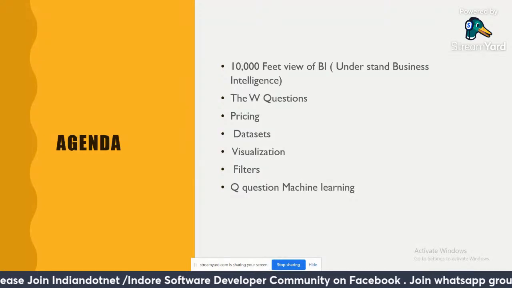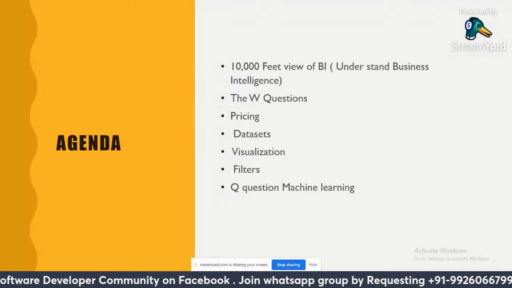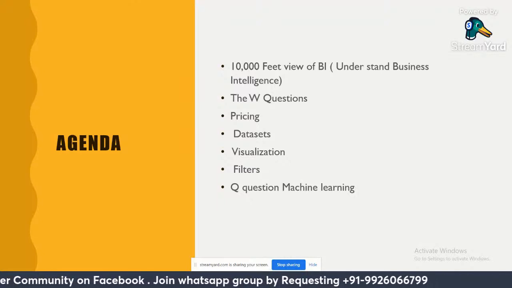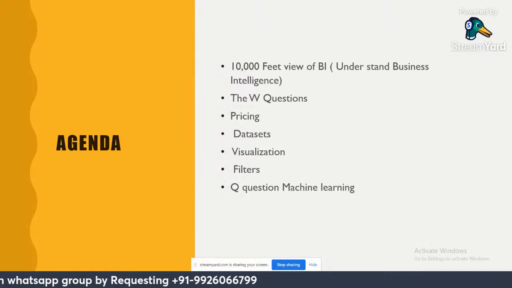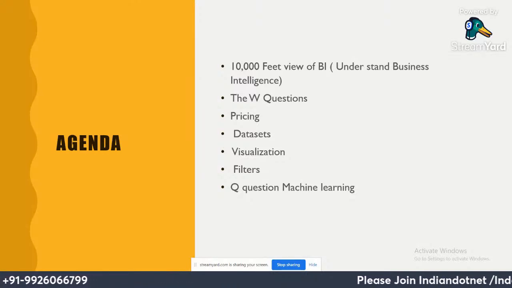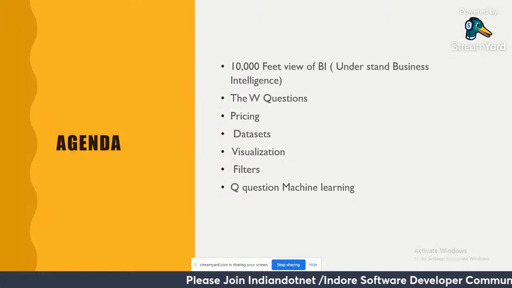Then we will discuss the pricing of AWS QuickSight, then visualization, how many types of visualization are available and how to use them. Then filters, which is how to filter your data at runtime and at design time, as required.